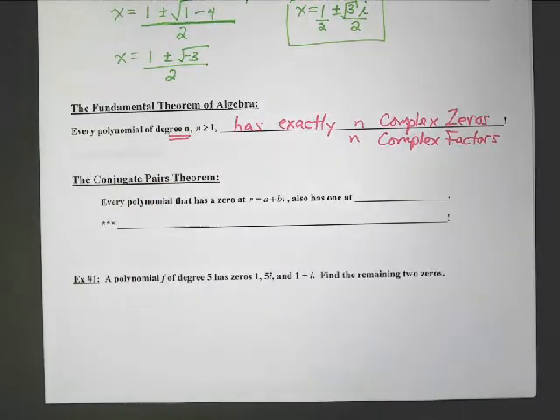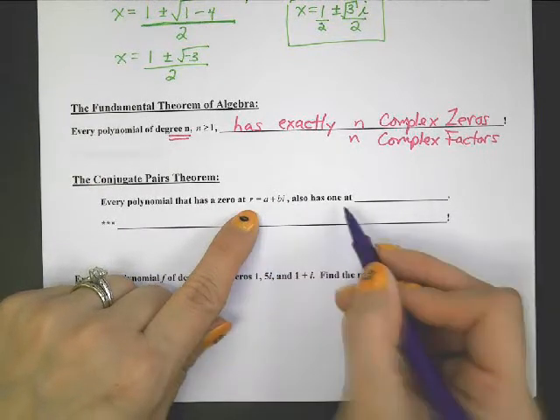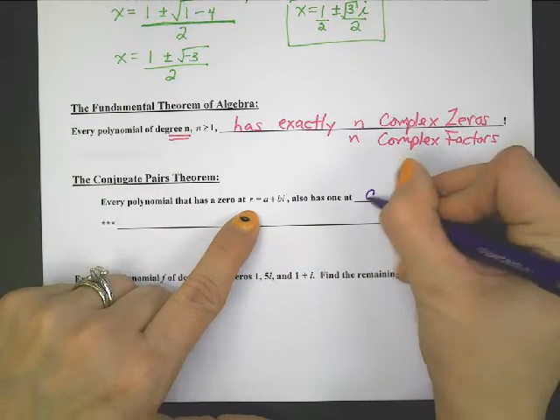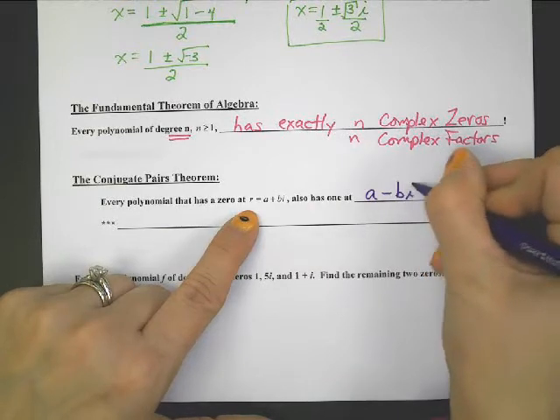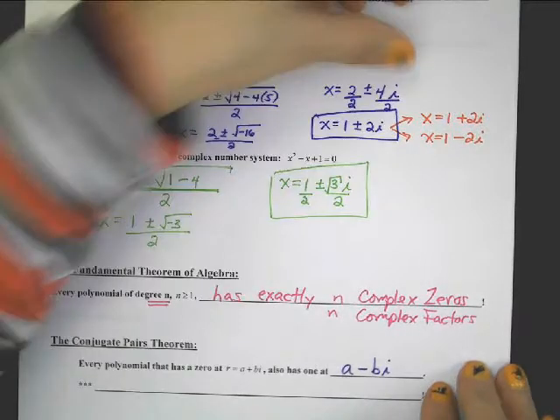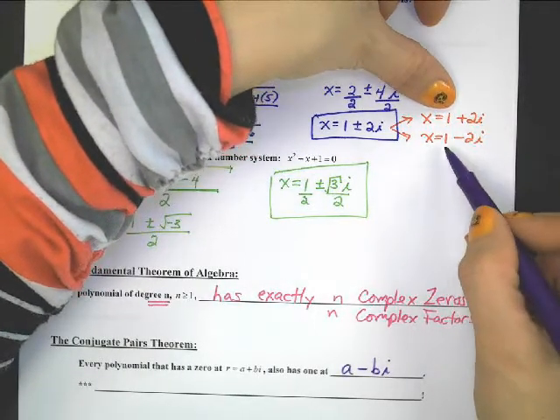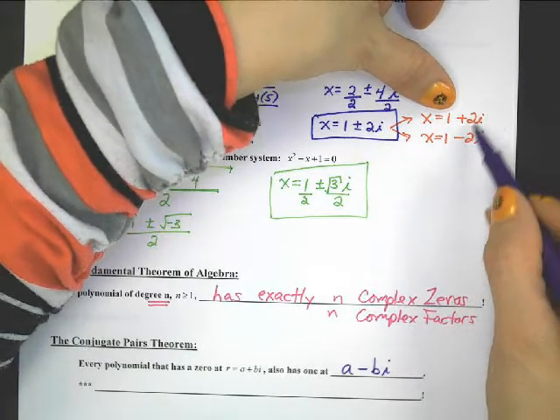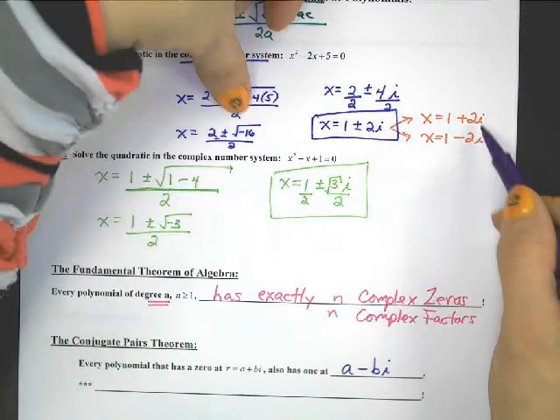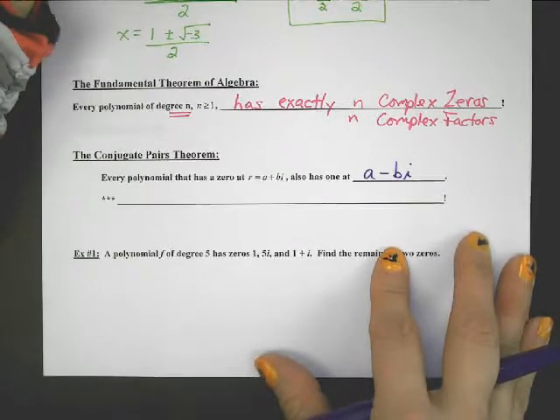Okay, the conjugate pairs theorem, this one's really cool. If you have a 0 at a plus bi, then it also has one at a minus bi. I think that's evident if we look up here at these examples. Do you see how we got 1 plus 2i? You're automatically going to get 1 minus 2i, because the 2i came from the radical, and the radical is always plus minus. Okay? So that's called the conjugate pair theorem.